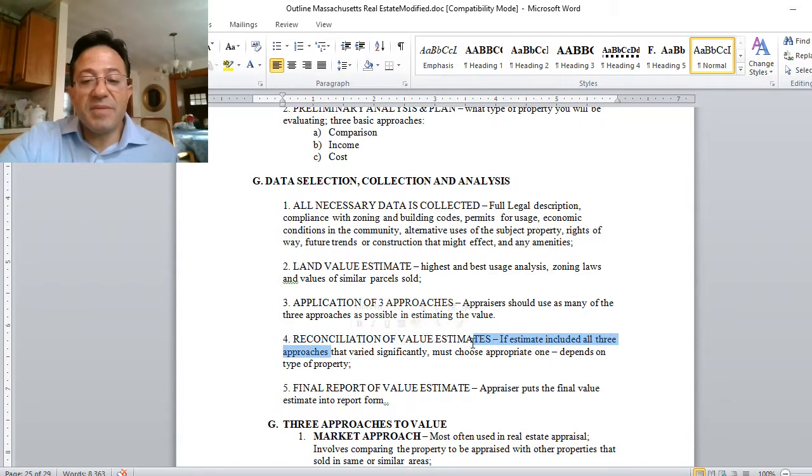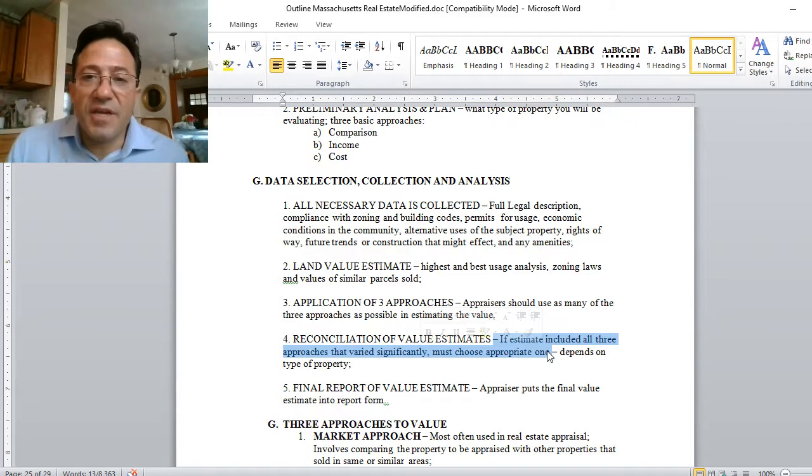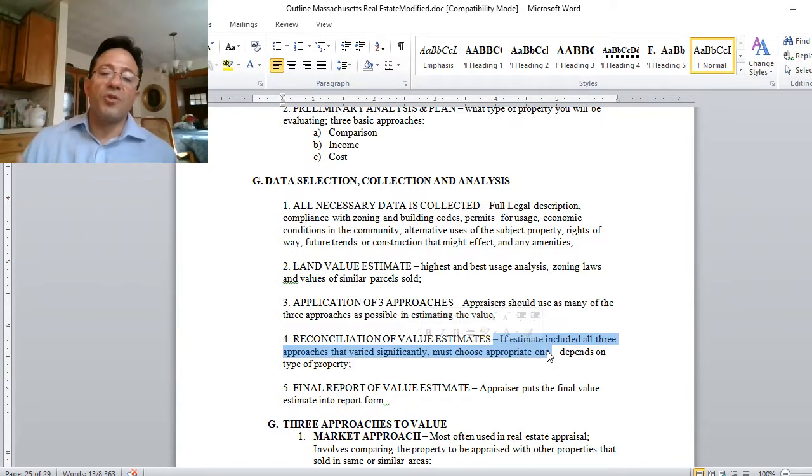Reconciliation of values and estimates. If the estimates included in all three approaches varied significantly, the appraiser must choose the appropriate one. So if the values are kind of all over the place, they're kind of skewed, then he or she, the appraiser that is, has got to fall into place with the most commonly used approach, okay? As I mentioned in the beginning, in the residential setting, the most commonly used approach is the comparison approach.